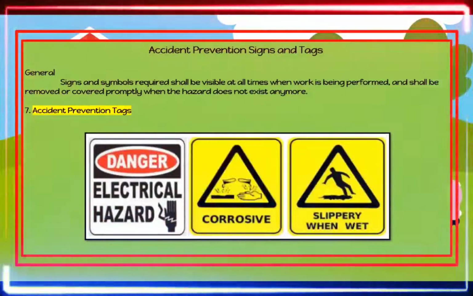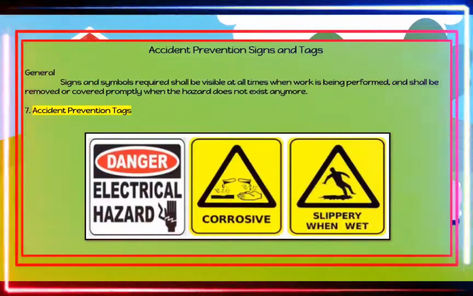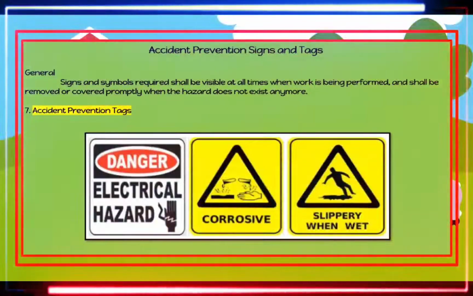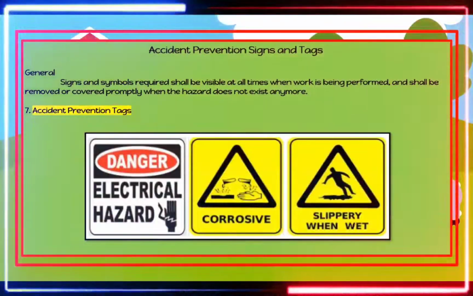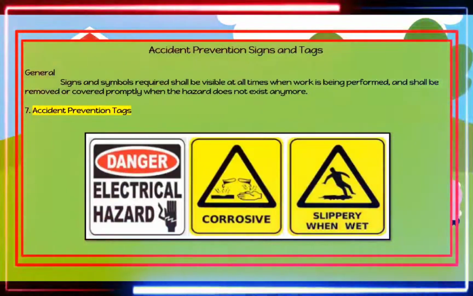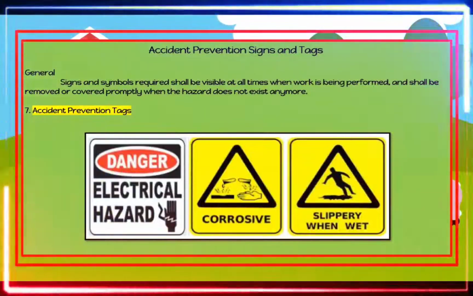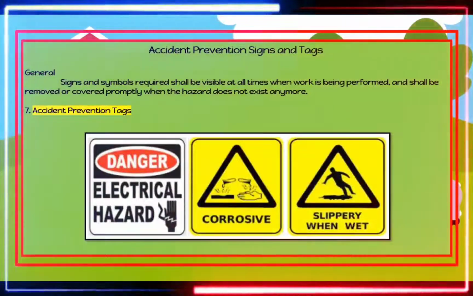Accident prevention tags. Accident prevention tags shall be used as temporary means of warning of an existing hazard, such as defective tools, equipment, etc. They shall not be used in place of or as a substitute for accident prevention signs. A specification for accident prevention tags similar to that shown below shall apply.